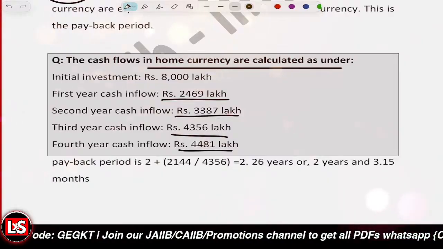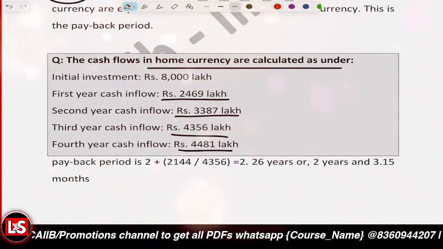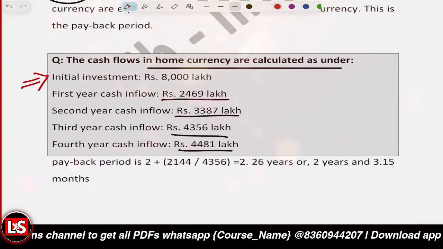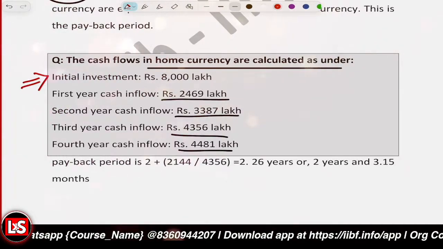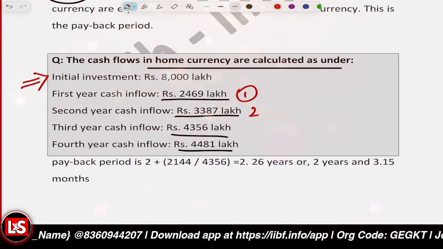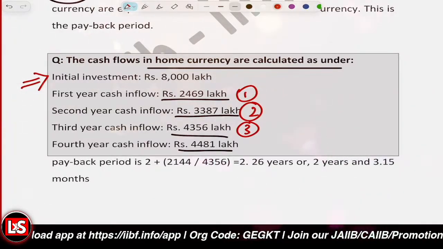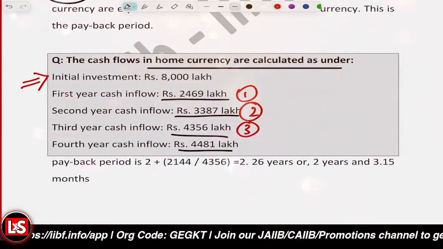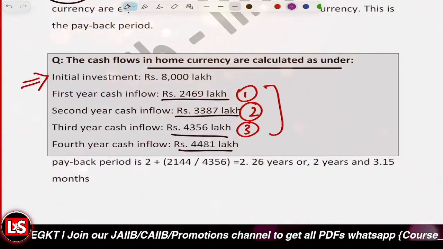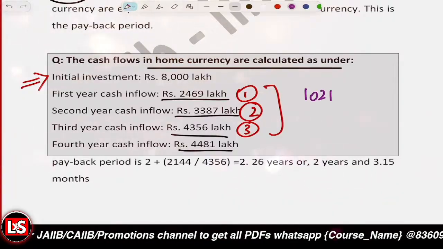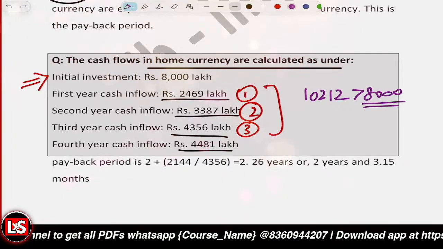So the payback period would be related to what? It will be equal to like we are having the total investment of rupees 8,000 lakh. So the initial one is 2469 for the first year. For the second year, it is 3387. For the third year, this one. So it is like 2469 plus 3387 plus 4356. When we are adding these three, the total amount is coming out to be 10,212, which is basically greater than 8,000. So we have to basically find out at the point of 8,000 only.